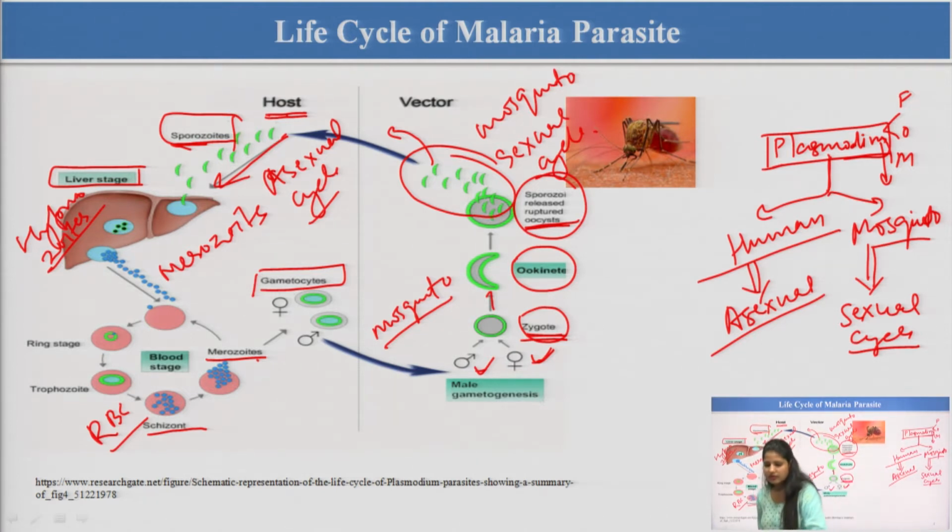So, there are 3 stages. The first stage is occurring in the liver, the second stage we are seeing in the blood in the RBC, and the third stage is where these schizonts are in the dormant condition and they are staying in the liver, which is the exoerythrocytic stage.